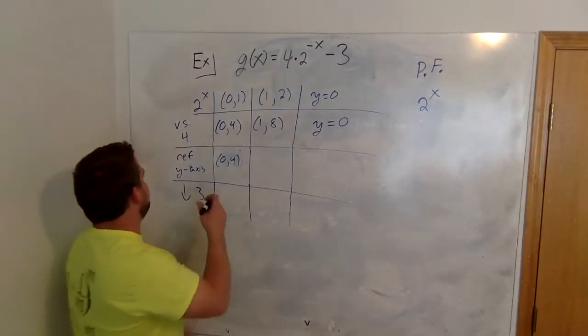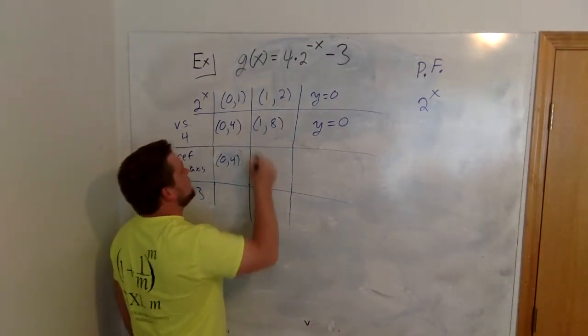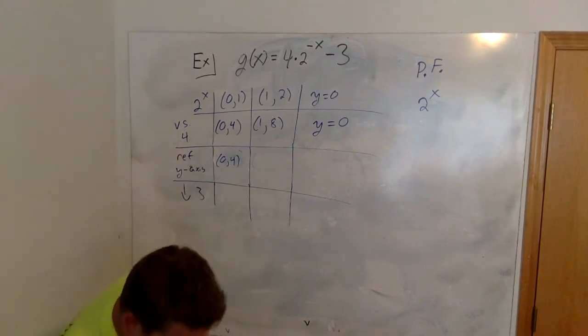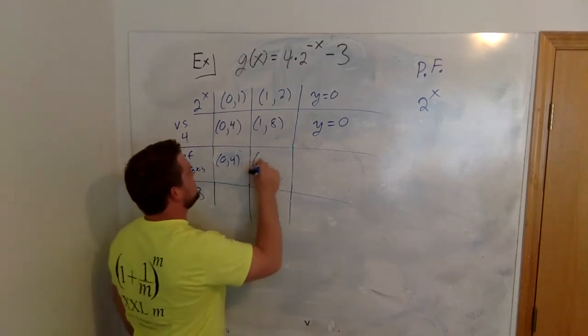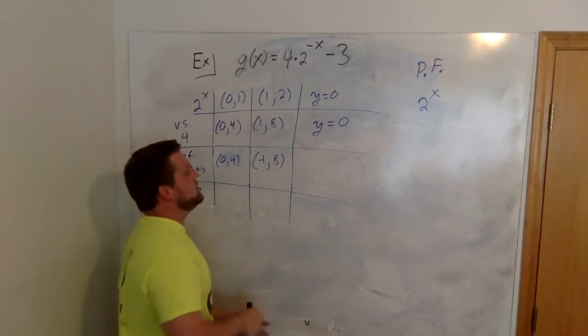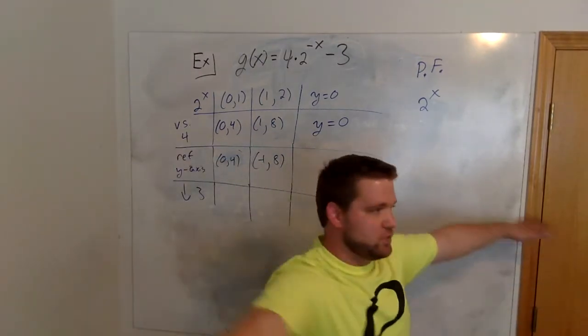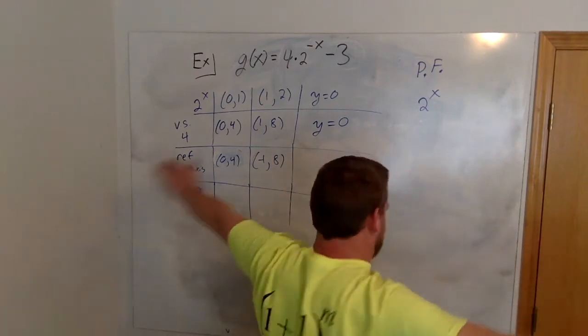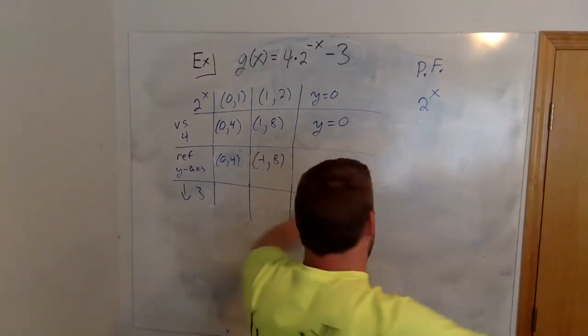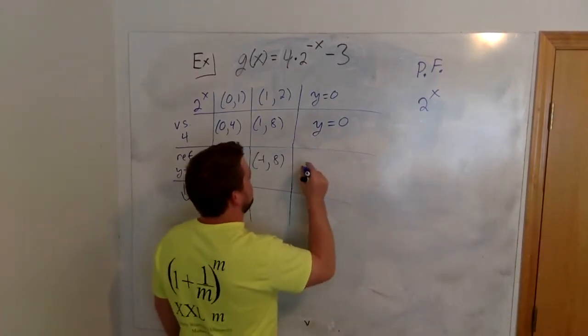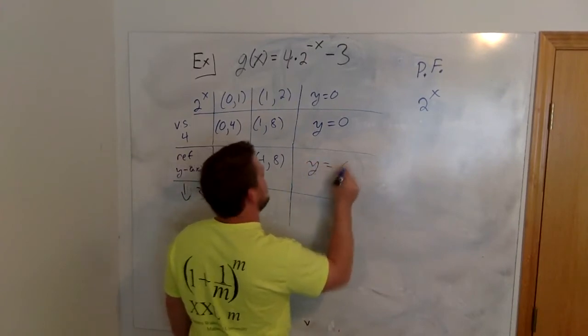We had the point 1, 8, so now we'll have the point negative 1, 8. And if you think about the horizontal asymptote y equals 0 and I reflect it over the y-axis, that's still the same exact line. So this will be unchanged. We'll still have y equals 0.